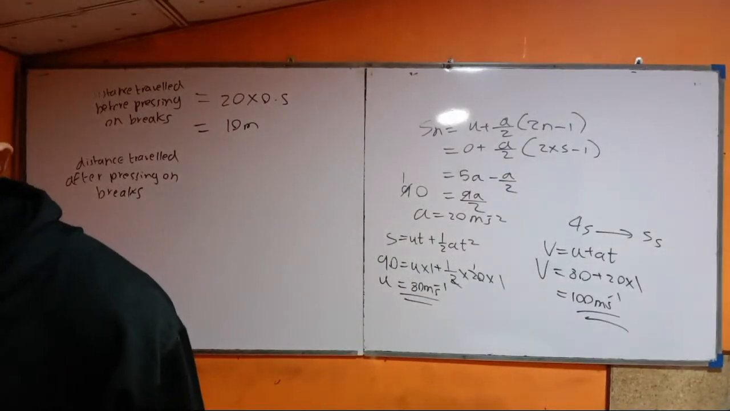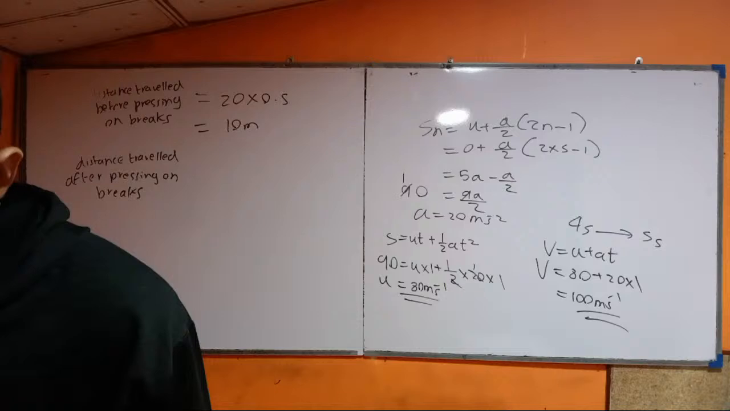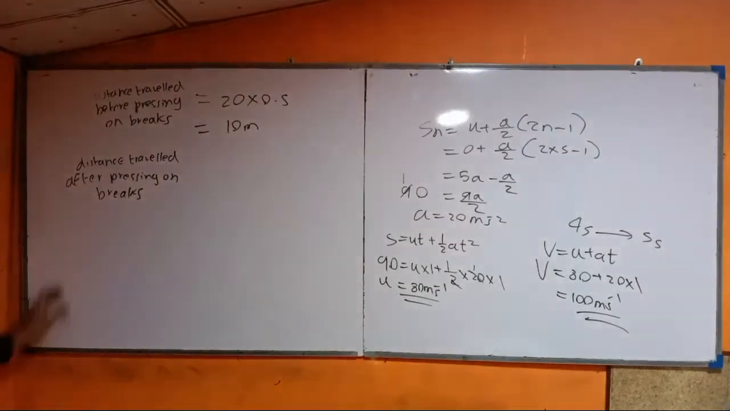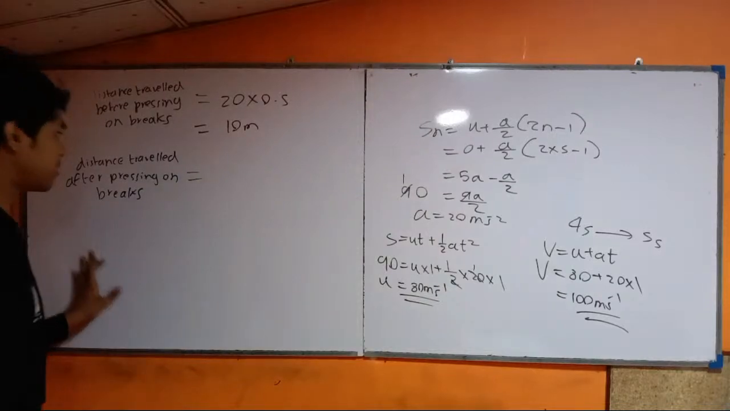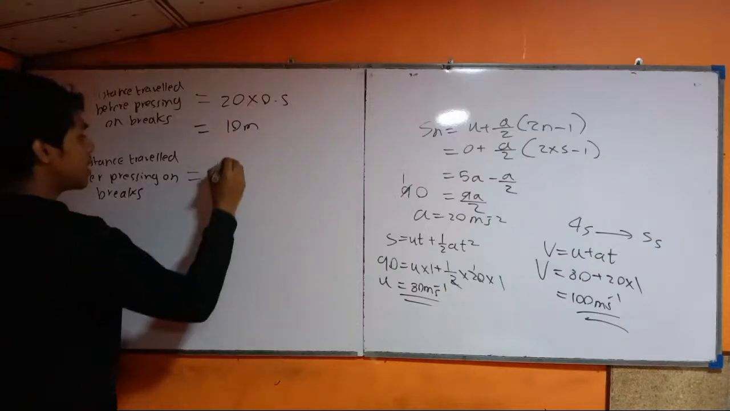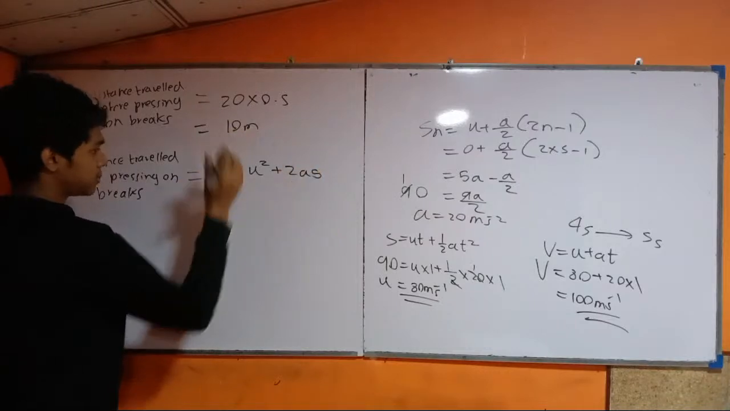So after that, to avoid an accident, what is the distance from the accident? Right. Okay. Then the distance traveled after pressing on the brake. Now you should apply an equation, right? v squared equal u squared plus 2as, something like that. You should apply v squared equal u squared plus 2as.